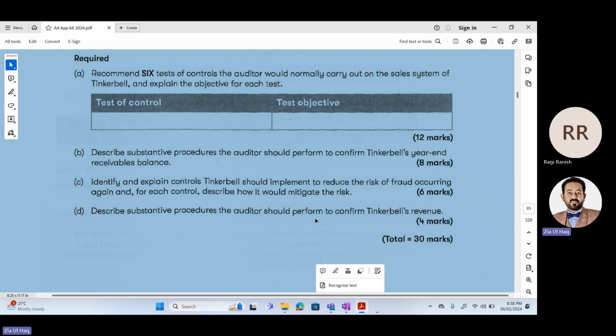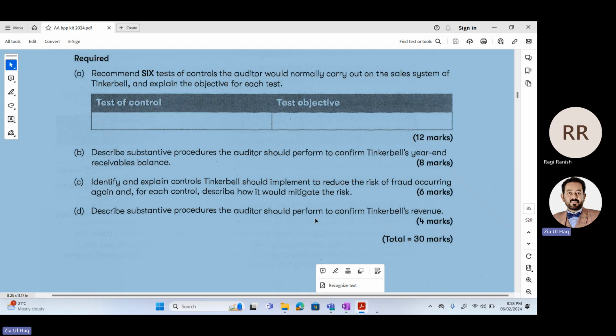What is part B? Describe audit procedures the auditor should perform to confirm Tinkerbell's revenue. Substantive procedures to verify revenue: 1, 2 for occurrence, 1, 2 for completeness, 1, 2 for cutoff.